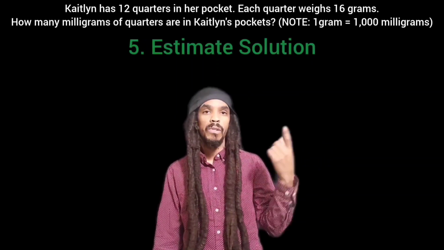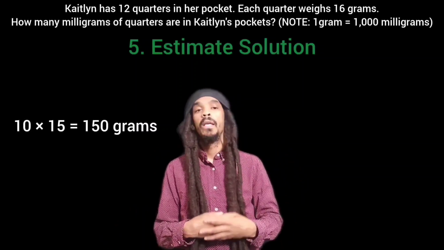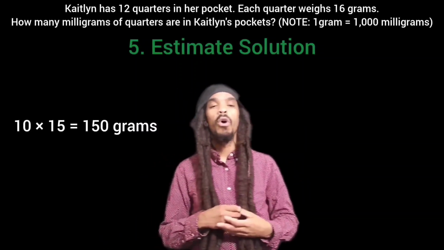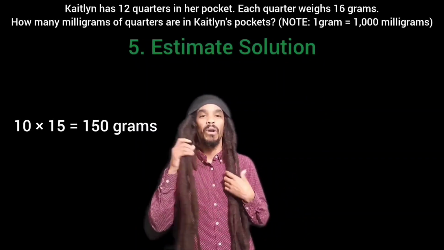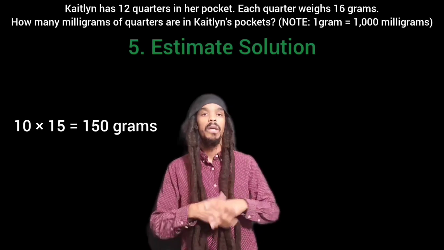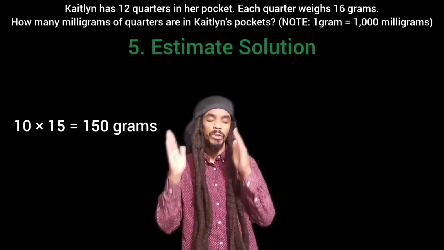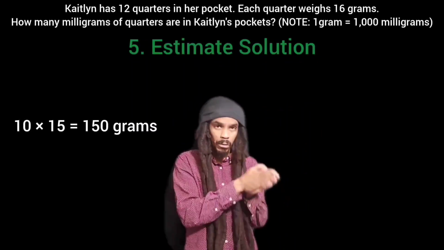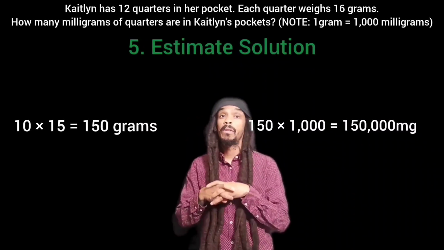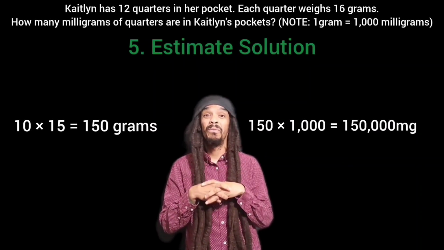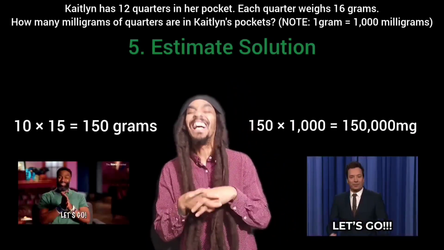And then we'll round 16 grams to 15 grams. When we do 10 times 15, that'll be 150. So we know our answer should be somewhere in the ballpark of 150 grams. Then when we do our conversion to milligrams, we're going to have to multiply that by 1,000. So our answer should be somewhere around 150,000. I think that's a good strategy.